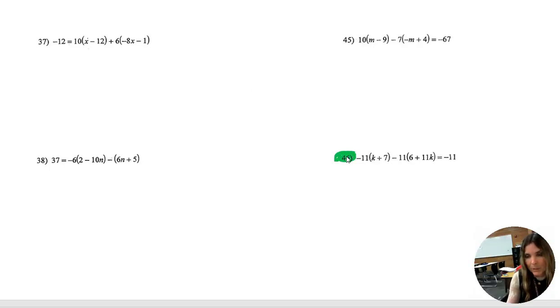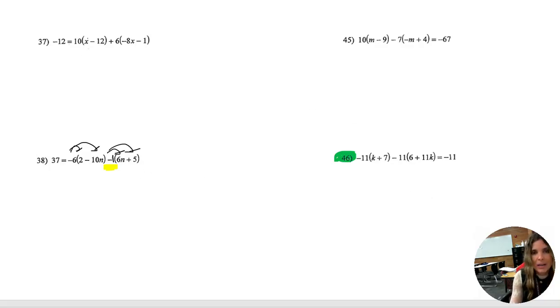Okay, and let me back up. I'm not going to do 38, but I want you to recognize this minus sign here. So when you distribute on 38, you've got to distribute the negative 6 to both of these, and then this negative sign gets distributed to both of these. Okay, so let's do 46.